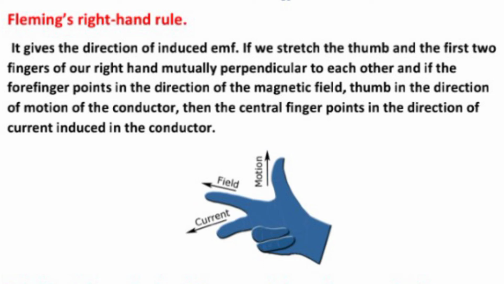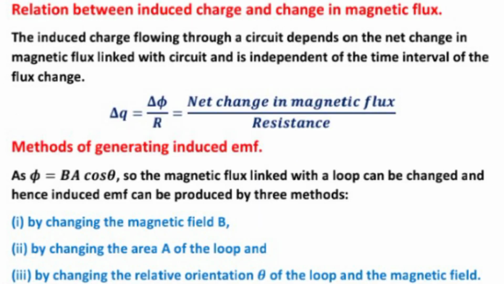Relation between induced charge and change in magnetic flux. The induced charge flowing through a circuit depends on the net change in the magnetic flux linked with the circuit and is independent of the time interval of the flux change. Delta Q equal to delta phi upon R, that will be net change in the magnetic flux upon resistance.